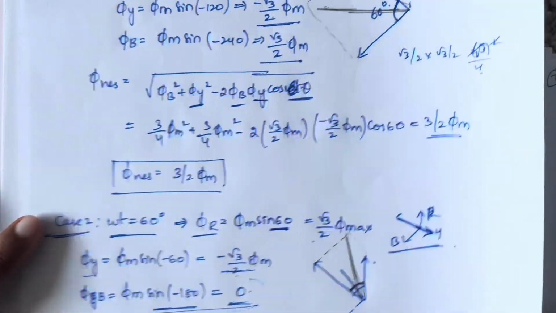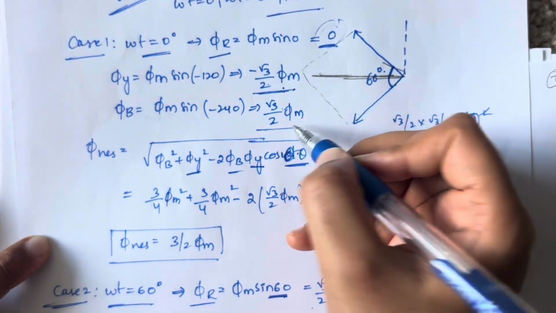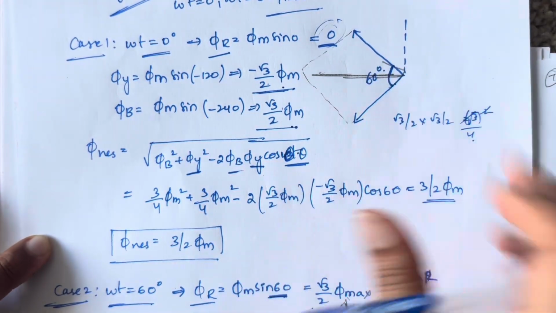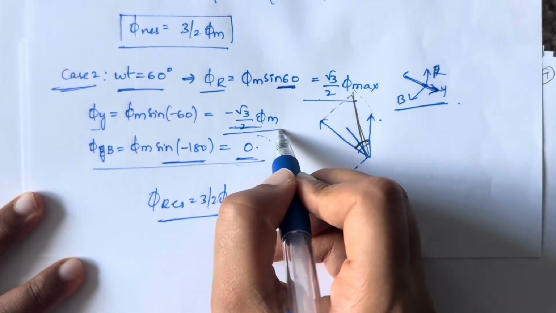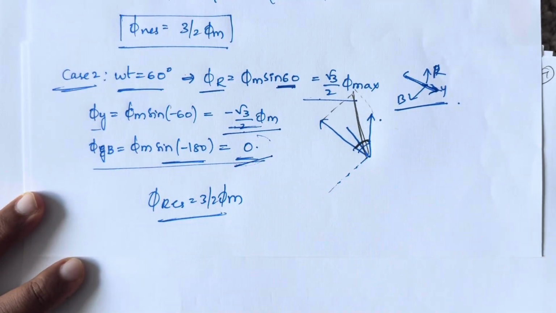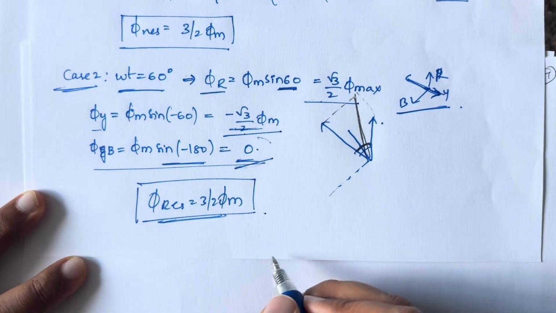For example, here you have one zero component, one negative component, one positive component, and the angle is 60. And here also the same scenario, one positive component, one negative component, one zero component, angle is 60. So you'll get the same answer. Here also phi resultant will be 3 by 2 phi m.